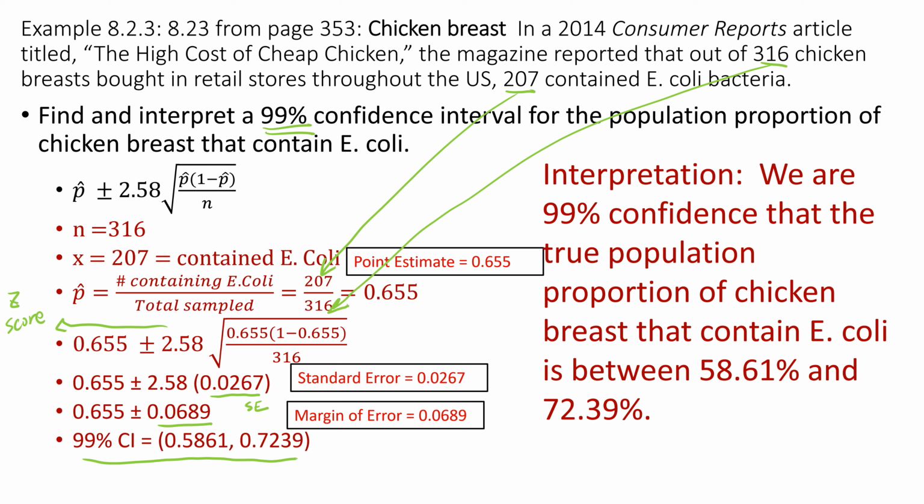And we can calculate the 99% confidence interval in this way. And this is the result we can get. We are 99% confident that the true population proportion of chicken breast that contains this chemical is between 58.61% and 72.39%.